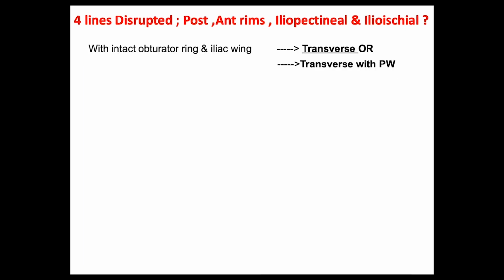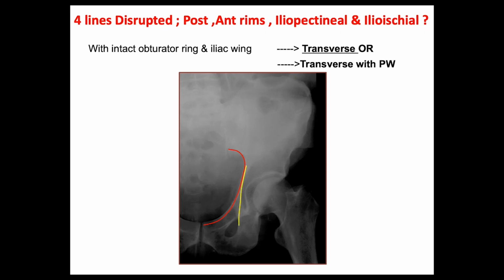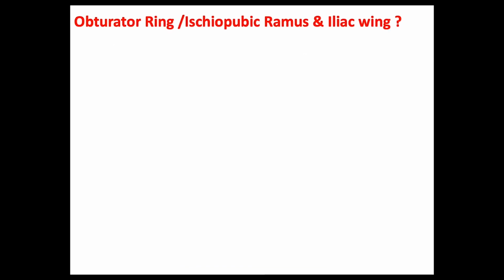If there is disruption of the four lines, including the iliopectineal, ilioischial line, posterior rim as well as anterior rim, with intact obturator ring and iliac wing, this would represent a transverse or transverse with posterior wall fracture. Next, we need to check for the presence of any disruption of the obturator ring or the ischiopubic ramus, and also if there is disruption to the iliac wing.